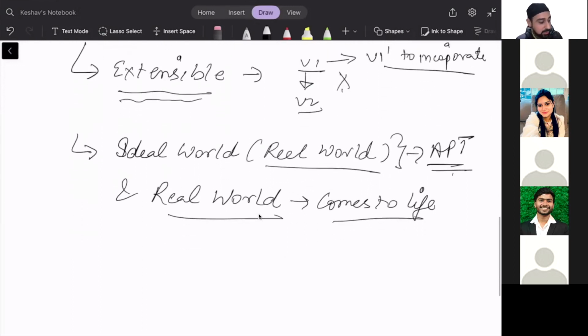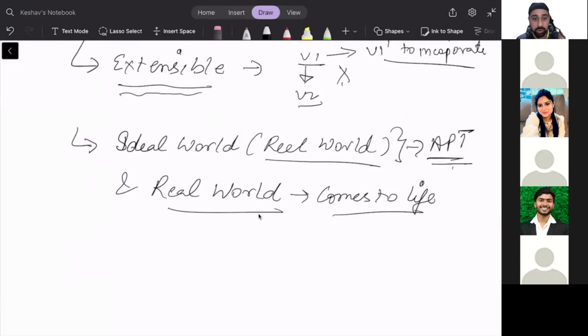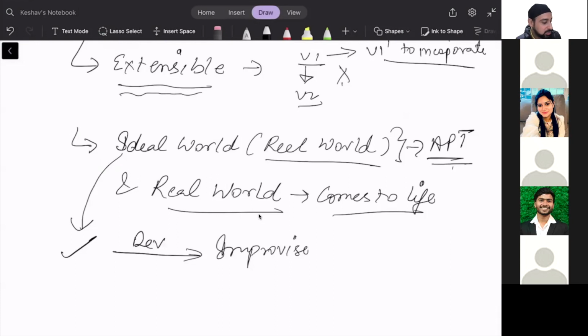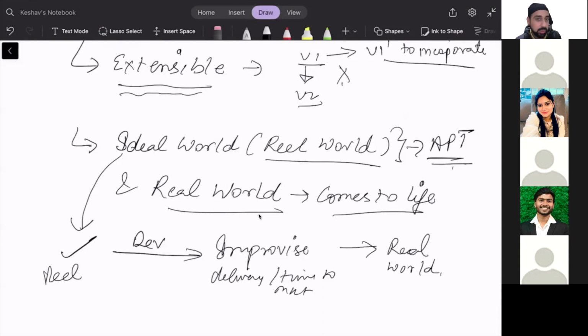What I mean by this is, maybe on day zero, before you start the implementation, you would have designed the system as the ideal one. But when it comes to the development, you improvise based on delivery times, time to market, and you come to the real world stuff. So there would be improvisations that you would do from the ideal world to the real world.